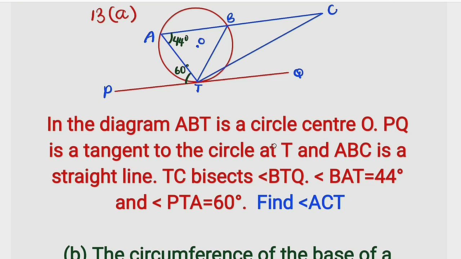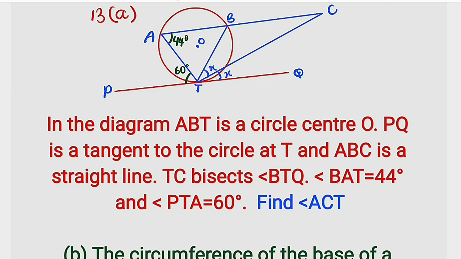And ABC is a straight line. TC, which is also a straight line, bisects angle BTQ. So you can see TC right here, it bisects angle BTQ, meaning it divides this angle into two equal parts. So let me mark it. So if this is X, this must be X as well, because they are equal according to the question.